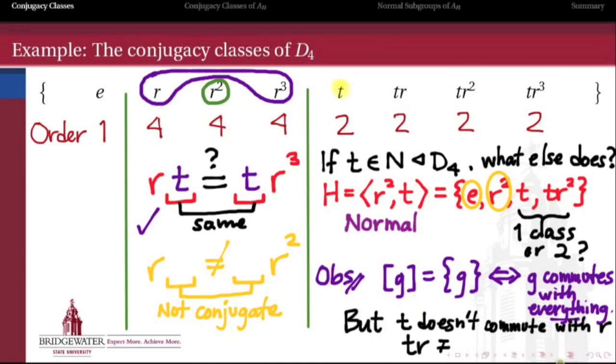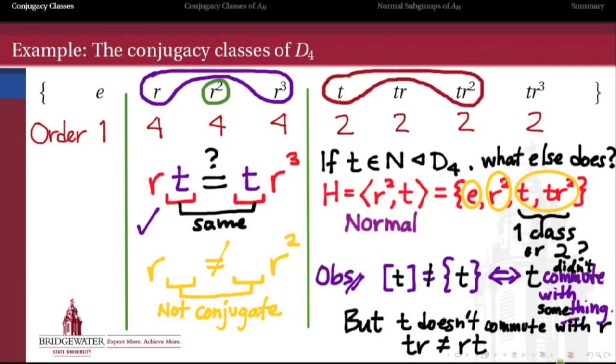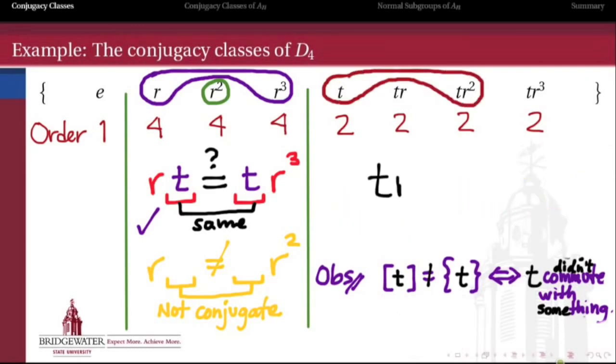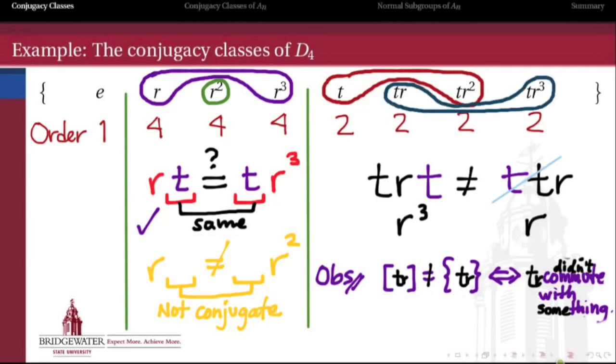So then the only question is: is there something with which t does not commute? Well, sure. t does not commute with r, because t r is not the same as r t in this group. Therefore, t cannot be by itself in its conjugacy class, and therefore, since t and t r squared both belong to this normal subgroup, t and t r squared must be a conjugacy class. And likewise for t r and t r cubed, again, because t r doesn't commute with everything in this group, namely because it doesn't commute with t. Check: t r t is r cubed, while t times t r is r. So since t r doesn't commute with something, that must mean that it's not in its own conjugacy class by itself. Therefore, it is in the conjugacy class with t r cubed. And so here are the conjugacy classes of D4, 5 of them in total.